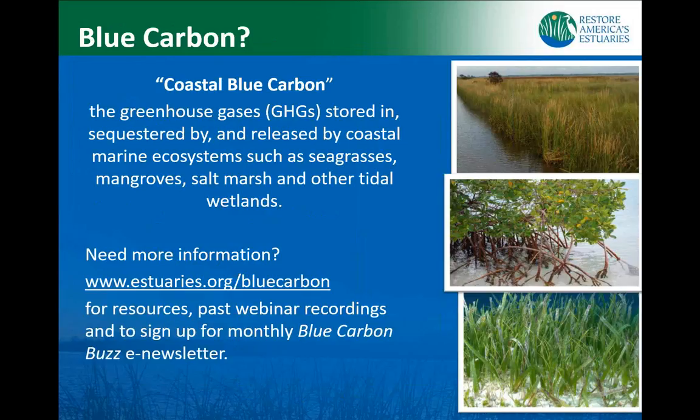So back to the topic at hand, blue carbon. A quick review for those new to this topic. When we say blue carbon, we are referring to the greenhouse gases stored in, sequestered by, and released by coastal marine ecosystems, including salt marsh, seagrass, mangroves, and other tidal wetlands. We know that these ecosystems are extremely efficient at taking up and storing carbon in their soils, where it can remain locked up for centuries or more, as long as the habitat remains protected. As these habitats are drained or degraded, that stored carbon can be released back into the atmosphere, so the protection and restoration of these habitats can not only aid in climate mitigation, but it also provides the many other important ecosystem services we know that they provide.